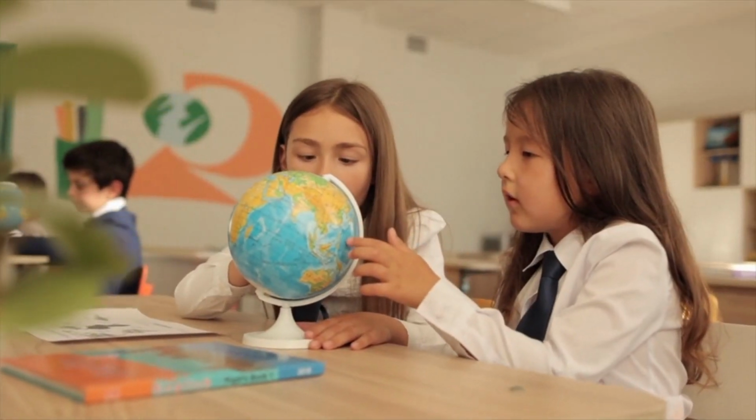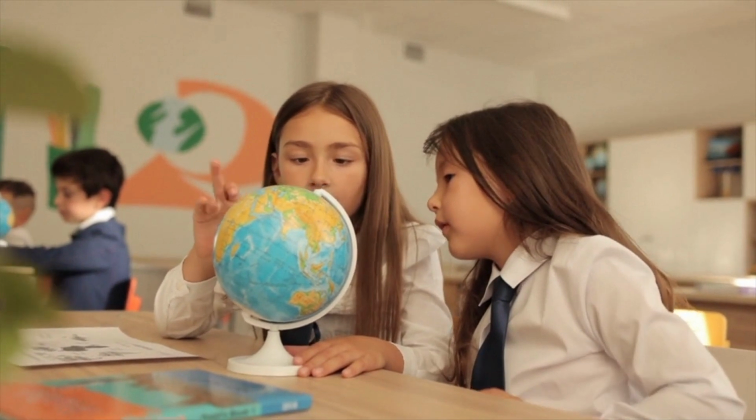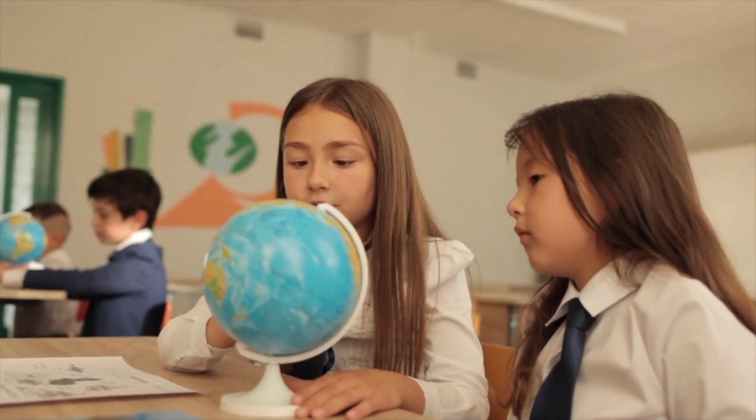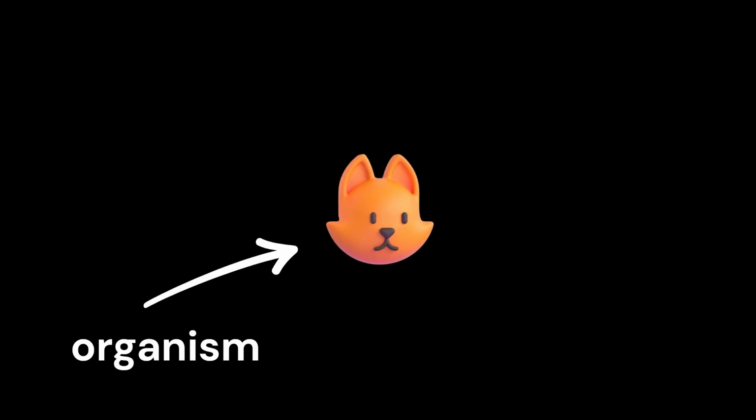Okay, so to really understand ecology, we've got to talk about how nature is organized. It's not just one big mess of animals running around. There's structure, and ecologists break it down into six main levels. First up is the organism. That's just one individual living thing. A single fox, one tree, or one mushroom.